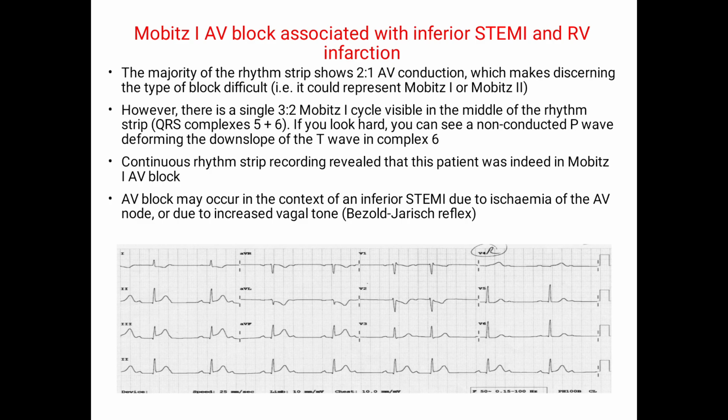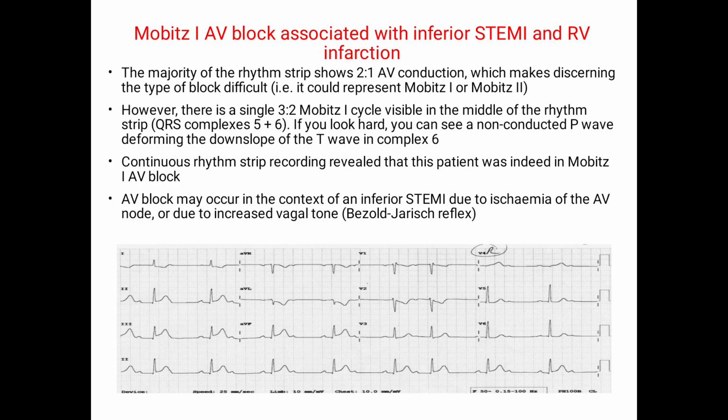Mobitz type 1 AV block is at times associated with inferior ST elevation MI and right ventricular infarct. In this ECG we can see 2 to 1 AV conduction. The majority of the rhythm strip shows 2 to 1 AV conduction, which makes discerning the type of the block difficult. It could represent Mobitz I or Mobitz II also. However, there is a single 3 to 2 Mobitz I cycle visible in the middle of the rhythm.